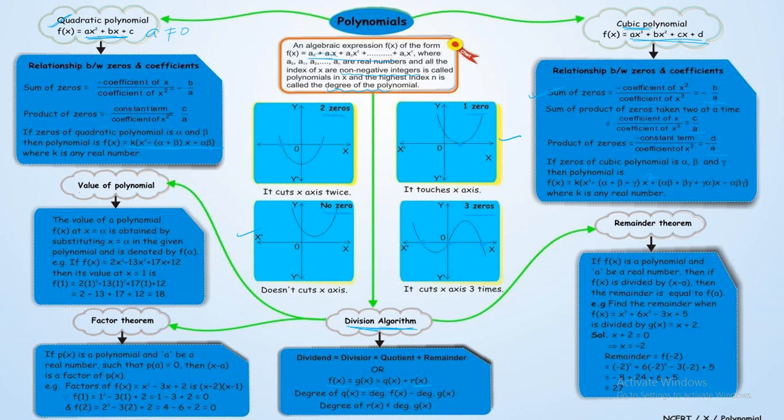Next, the value of a polynomial. What is meant by the value of a polynomial? If I substitute any value in place of the variable, whatever value I obtain is what we call the value of the polynomial. Next, we have the remainder theorem and the factor theorem. The remainder theorem means that if we divide a polynomial by a linear factor x minus a, then its remainder is f of a.